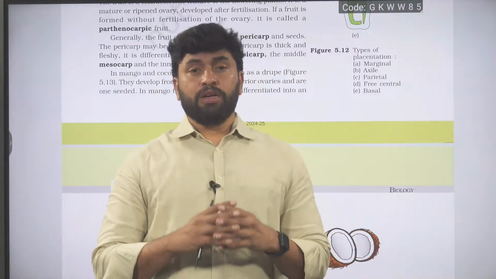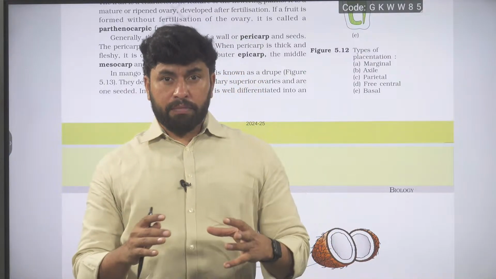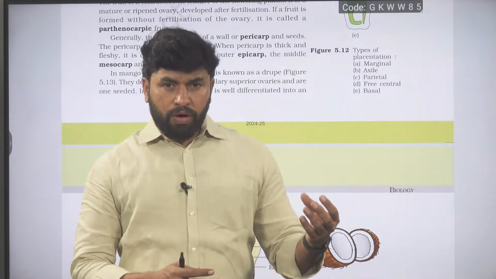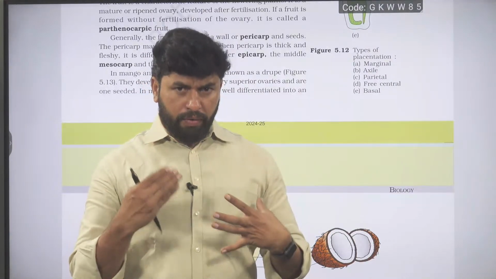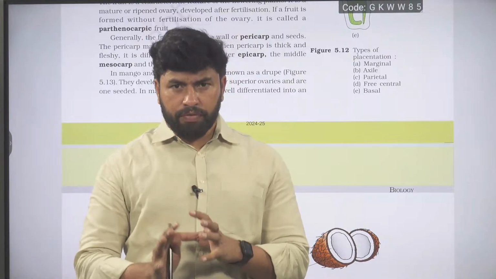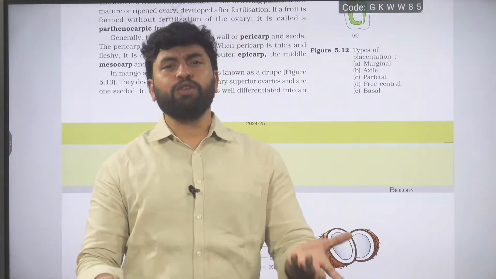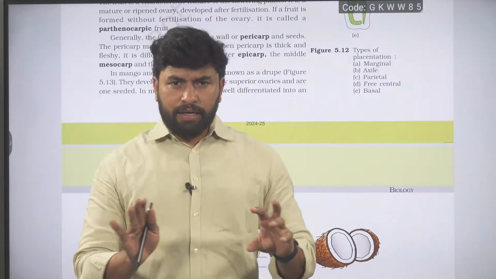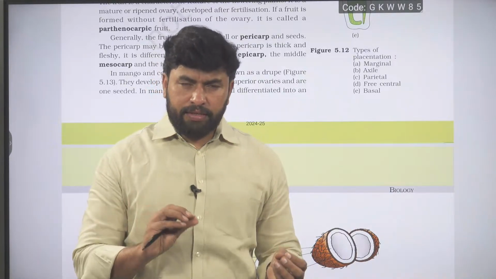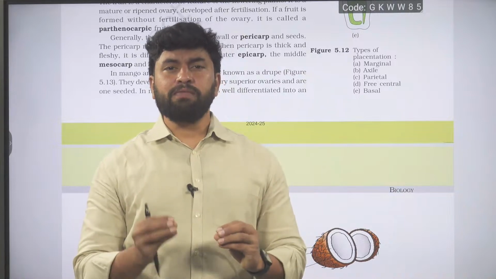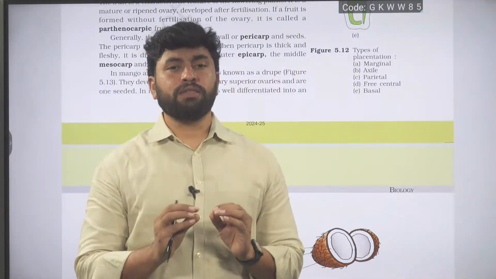Then what is parthenocarpic fruit? Parthenocarpy is a mechanism where the ovary becomes fruit, only the ovary becoming fruit. Then tell me, is it a true fruit or a false fruit? Only the ovary is becoming fruit, so parthenocarpic fruits are also true fruit. It doesn't matter whether there is fertilization or not. If the ovary has become fruit, that condition we call true fruit.